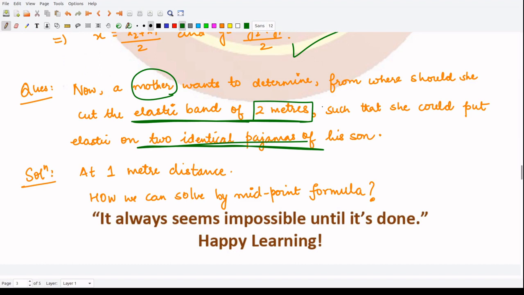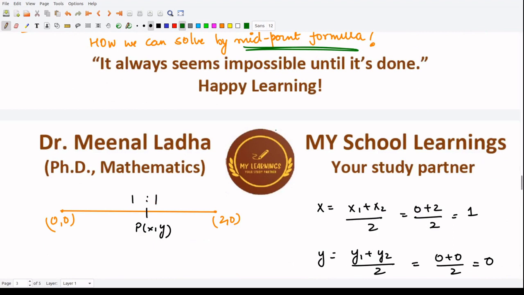But how on this very simple problem can we apply this midpoint formula? Let's have a look. First of all, you require the coordinates for this elastic band. So let's again use the same technique. Let's take this y-axis and this x-axis and put our elastic band from the origin, so that its coordinates become 0, 0 and 2, 0. Correct?